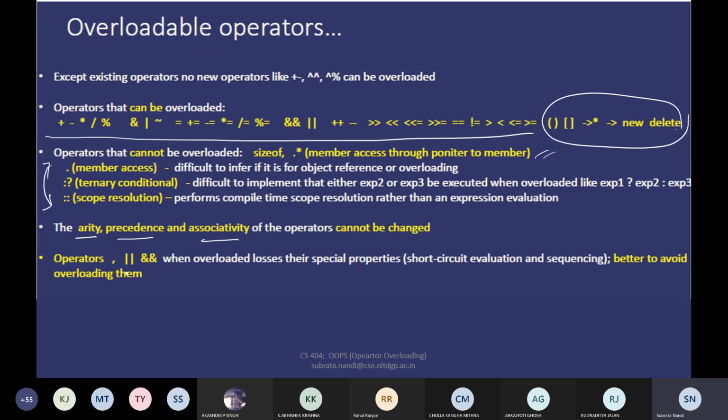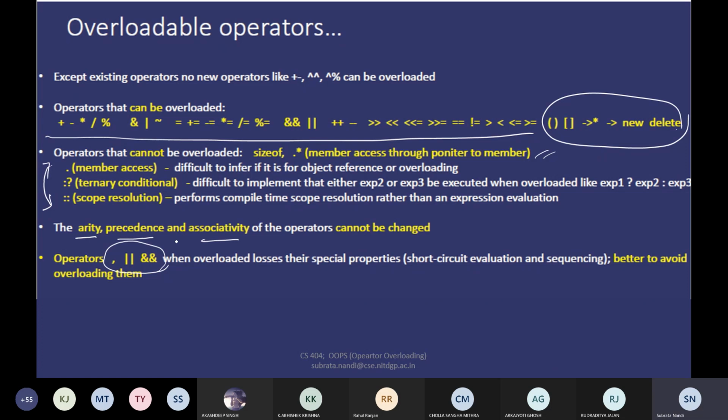And operators like ANDing and ORing, when overloaded, lose their special properties, that is, short circuit evaluation and sequencing. It is better to avoid overloading them. So it is better not to overload the comma and these operators.